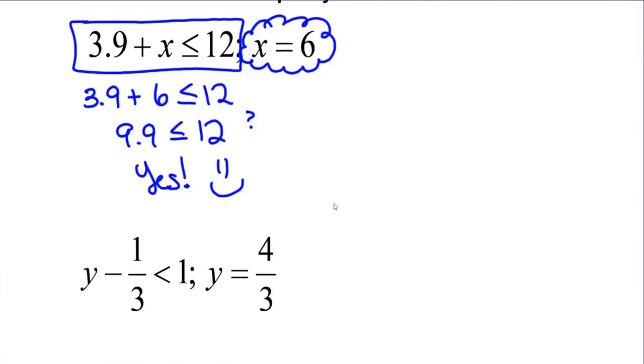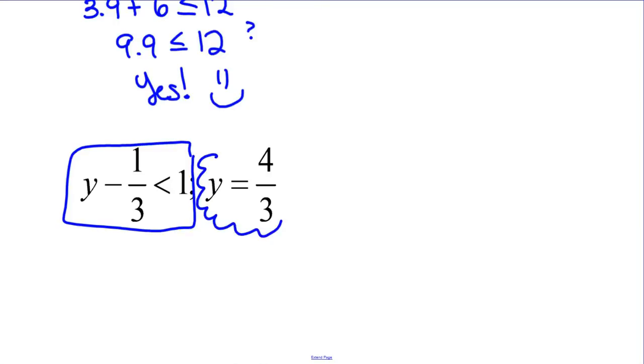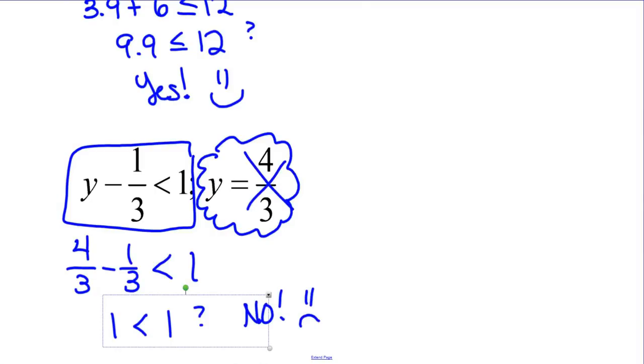What about the next one? y minus 1/3 has to be less than 1. Here is our inequality. And we are testing to see if this value of y will make that inequality true. So we're going to plug that in. 4/3 minus 1/3 is less than 1. 4/3 minus 1/3 is 3/3, which is 1. So is 1 less than 1? No! That is not a solution. So 4/3 is not a solution to this inequality. Anything that is less than 4/3 actually is going to work, but we'll get into that another time.